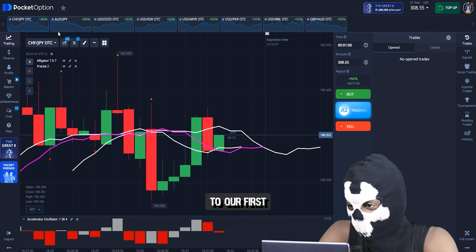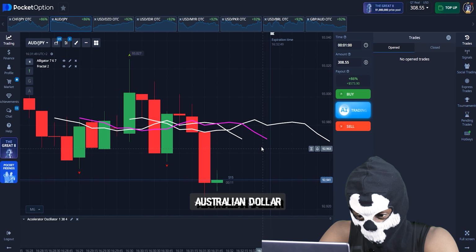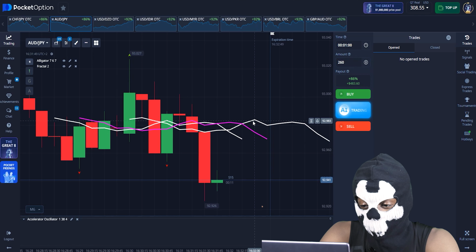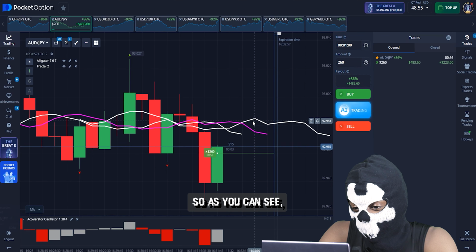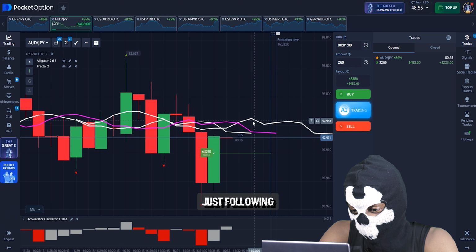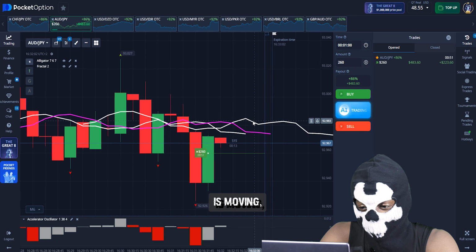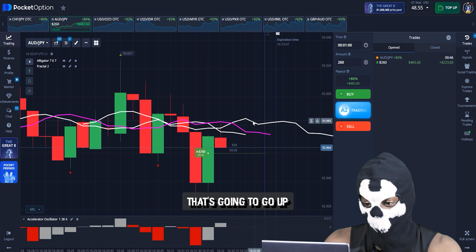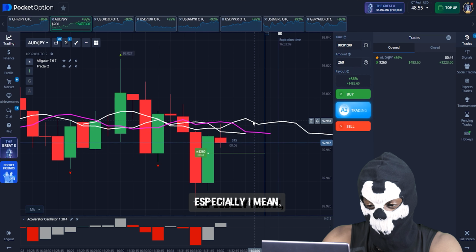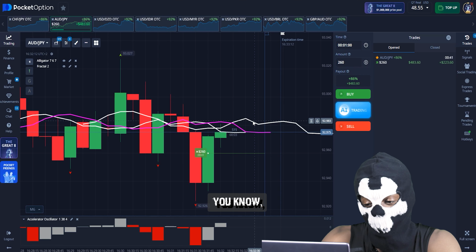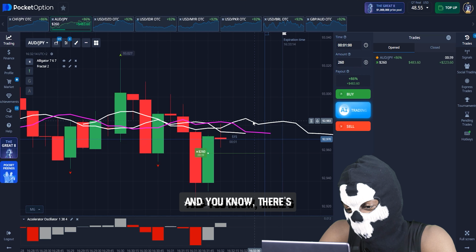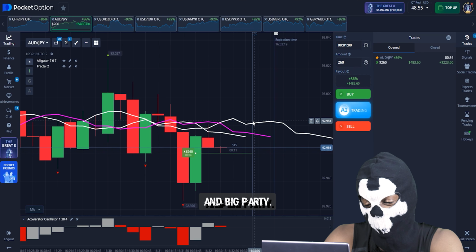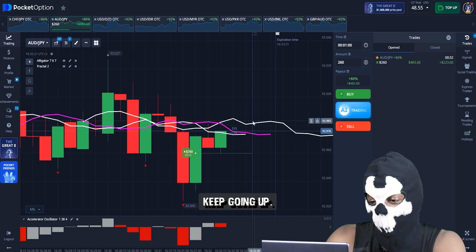So let's move on to our first trade of the day. We're going to use Australian dollar and Japanese yen. We're going to use $260 on up. There you go, I've placed it up. As you can see, just following how the market pattern is moving, the trends and all that, I definitely know that it's going to go up, especially from the point that I placed the trade on. There's a bit of market fluctuation, but the market is going to keep going up.